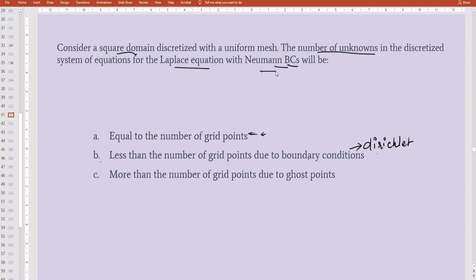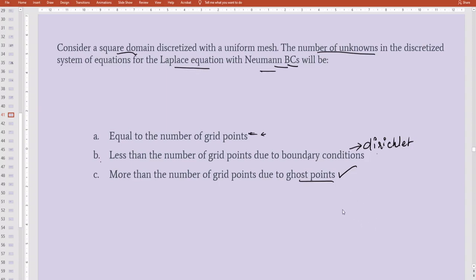Here the question is for Neumann boundary condition. Option C says more than the number of grid points due to ghost points. So our answer is option C. It will be more than the number of grid points due to ghost points. So what are these ghost points?